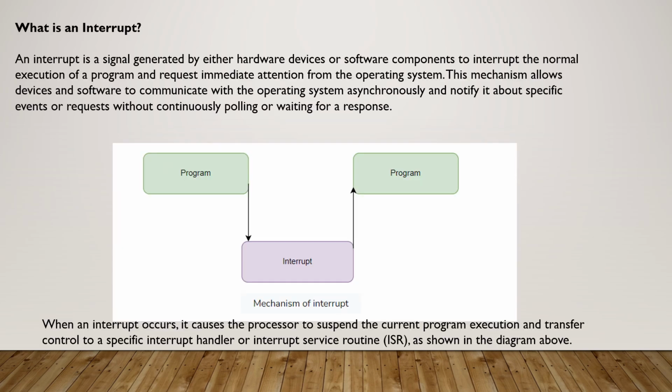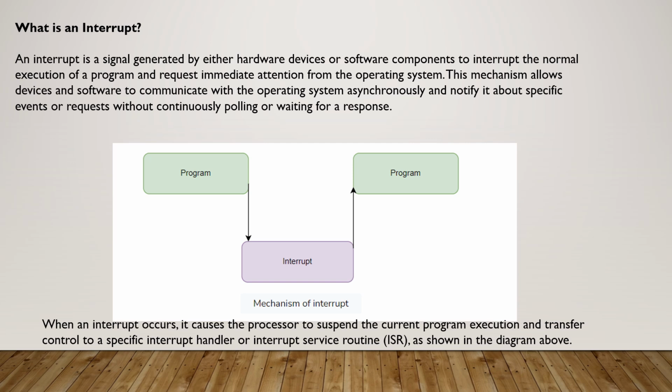An interrupt is a signal generated by either a hardware device or a software component to interrupt the normal execution of a program and request immediate attention from the operating system. This mechanism allows devices and software to communicate with the operating system and notify it about a specific event or request without continuously polling or waiting. This is the mechanism of the interrupt.